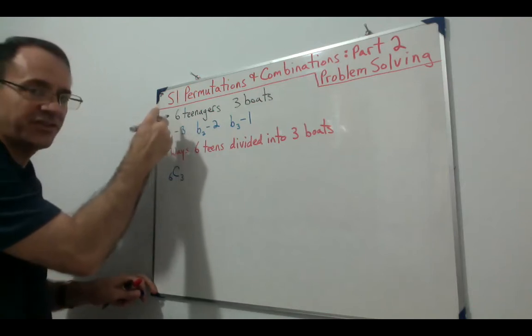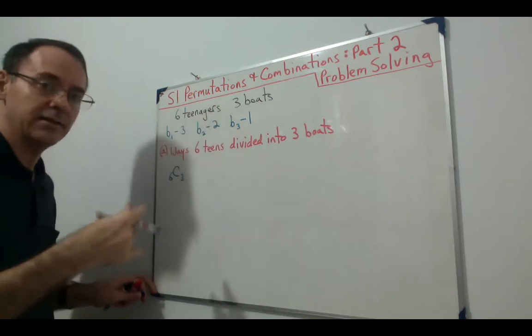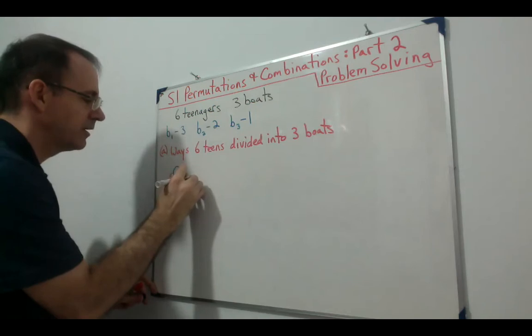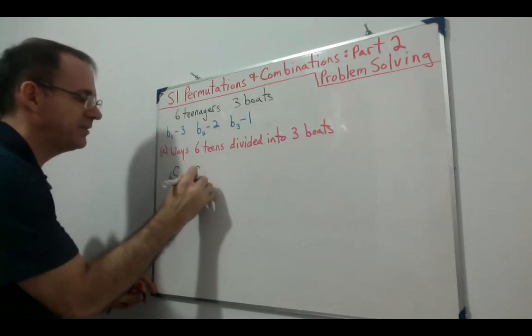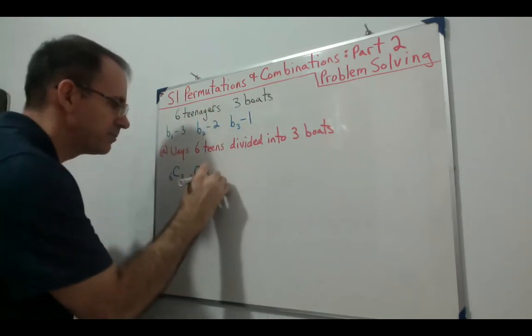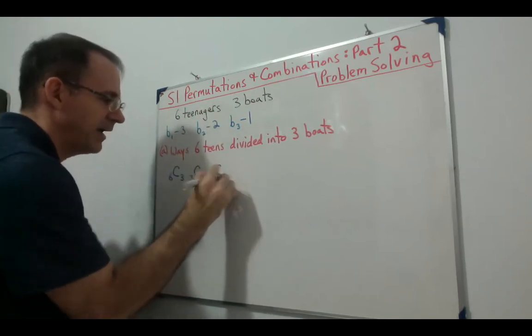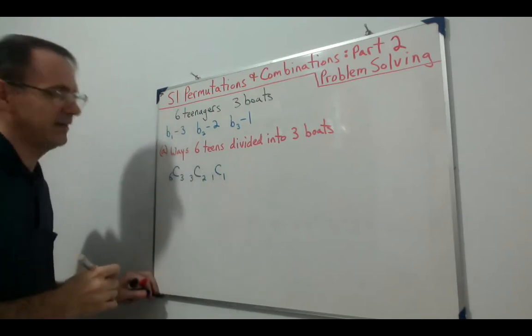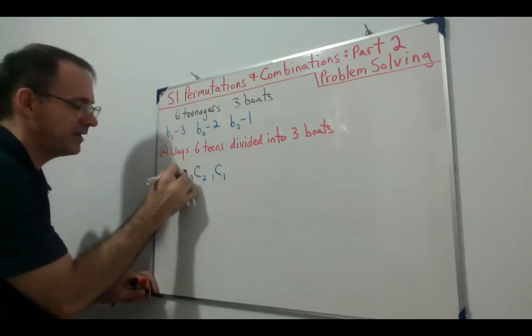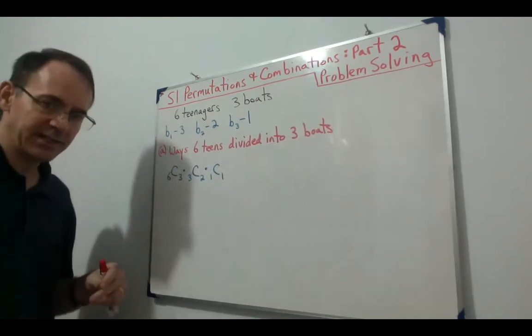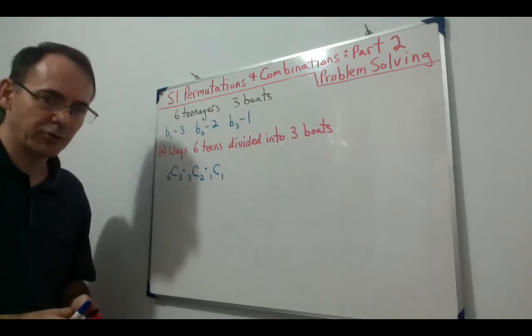Now, out of the 6, there's only 3 teens left standing on the dock. So for the next boat, we have 3 teens, and we need to choose 2 of those. Then, of course, for the last boat, there's 1 teen left, and that teen is the one that's going to go into that last boat. So these get multiplied together. Since they're being multiplied together, it doesn't really matter which boat you start with.